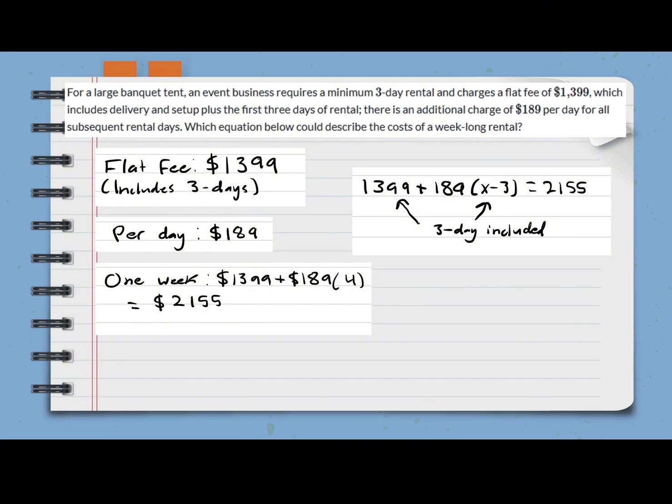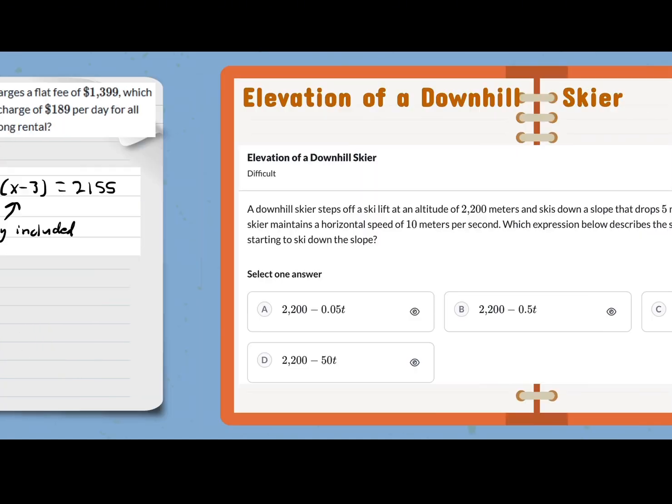That is this one here. That is because that X makes it so that we include that 1 week rental, and it describes that week-long rental because we don't have to include the first 3 days, which are already included in that flat fee of $1,399.